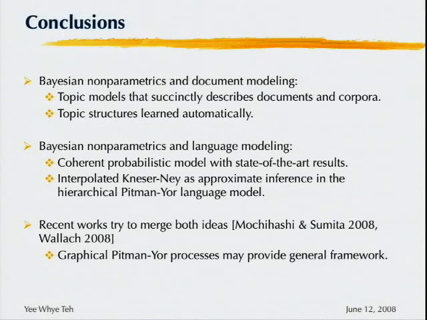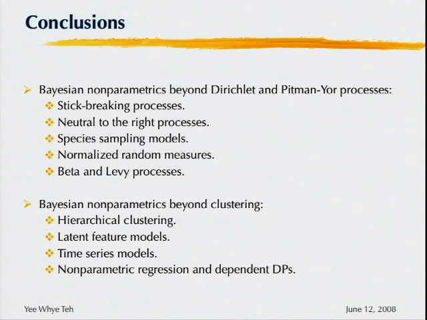And of course I've only talked about some of the work which I've done myself, and Bayesian Nonparametrics is a growing field now, and it's growing pretty fast, I guess, in both machine learning and statistics. In statistics, people are interested in various processes which go beyond Dirichlet and Pitman-Yor processes, while in machine learning, it seems that people are interested more in things which go beyond clustering.